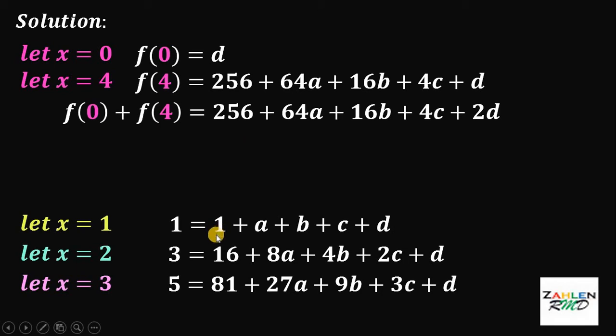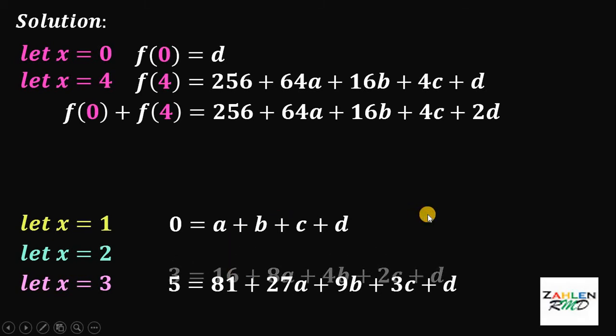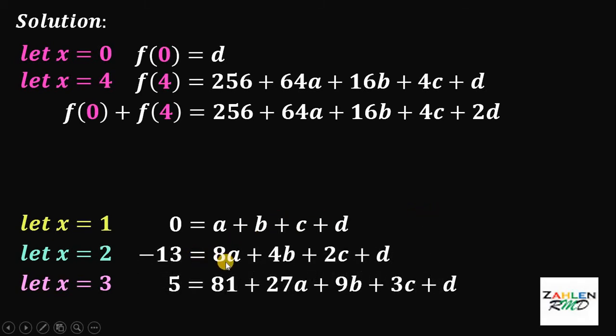Now our goal is to evaluate this expression. To do that, we need to simplify these equations first. So we have 1 equals 1 plus a plus b plus c plus d, and subtract 1 both sides, and we have 0 equals a plus b plus c plus d. Next, on the second equation, subtract 16 both sides, and we have negative 13 equals 8a plus 4b plus 2c plus d. And on the third equation, subtract 81 both sides, and we have negative 76 equals 27a plus 9b plus 3c plus d. Now, using these three equations, our goal is to evaluate f of 0 plus f of 4. So let's do that.